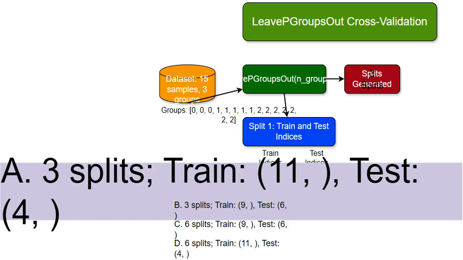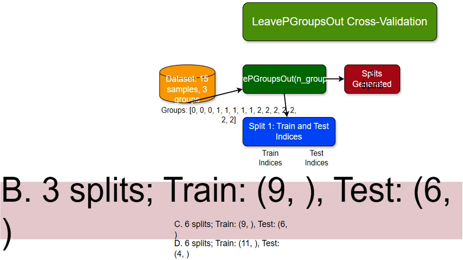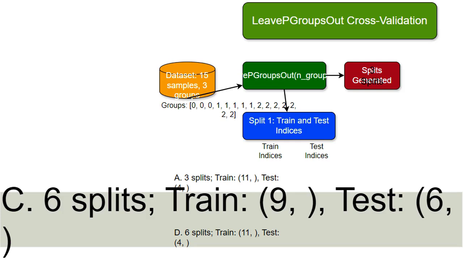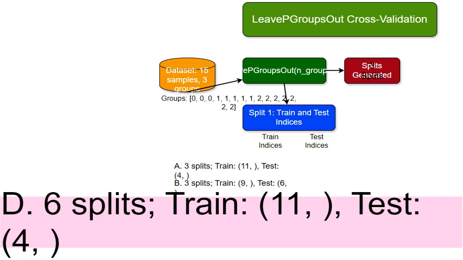This option suggests 3 splits, a training set of 11 samples, and a test set of 4 samples. This option suggests 3 splits, a training set of 9 samples, and a test set of 6 samples. This option suggests 6 splits, a training set of 9 samples, and a test set of 6 samples. This option suggests 6 splits, a training set of 11 samples, and a test set of 4 samples.